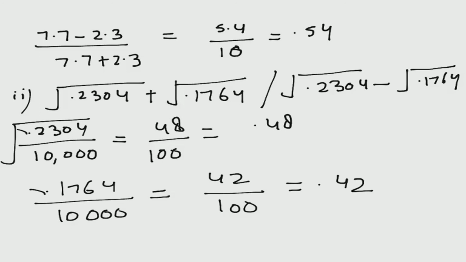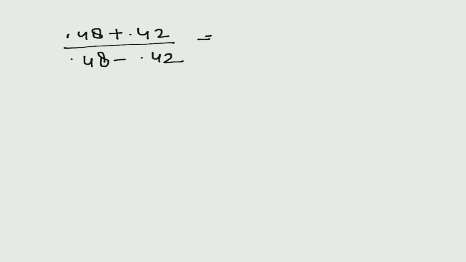So now next we will put the values in the given expression. So we will get 0.48 plus 0.42 divided by 0.48 minus 0.42. If we add these two, we will get 0.90, and if we subtract, we will get 0.06. And now if we divide these two, it will give 15. So 15 is the answer of the given expression.